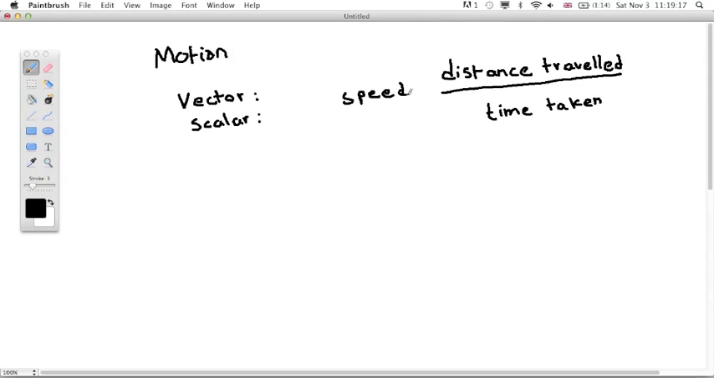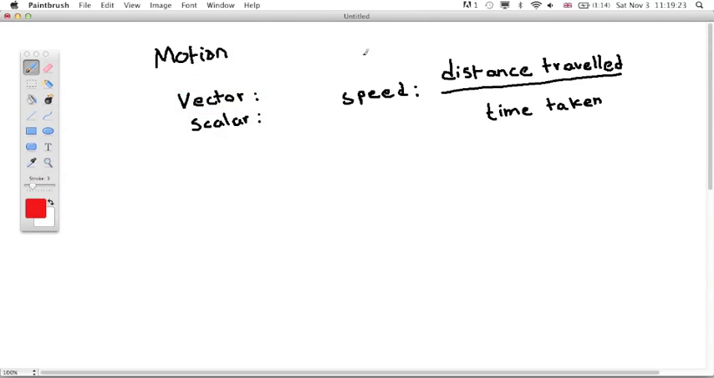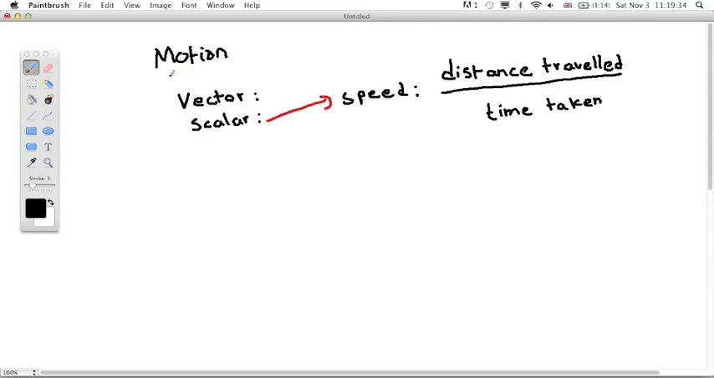Speed is a scalar quantity because you don't have to specify in what direction you're going. You just say I was going at 55 kilometers per hour, but you do not say I was going 55 kilometers per hour in a northwest direction. And when you say 55 kilometers per hour, you're doing exactly the same thing: the distance, which is kilometers, and the time taken, which is hours.